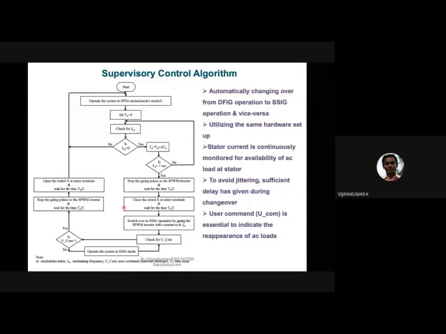If you are working on this system, you can refer to this supervisory control, because explaining this itself will take another 15 minutes. So I'm skipping it and giving a brief about the supervisory control. What is the purpose of the supervisory control algorithm in the wind-fed induction generators, right?